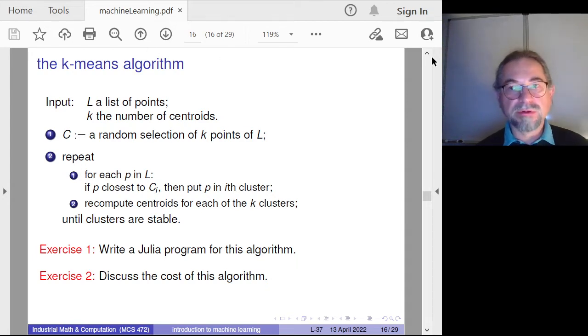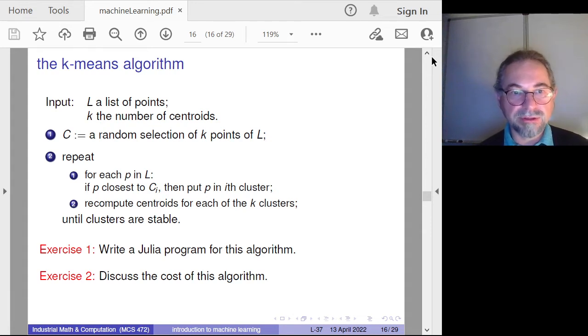So this is an algorithm in pseudocode. Julia is a very powerful language with a lot of features. The purpose of this first exercise is that you get to see if you understand the pseudocode, if you understand the algorithm.